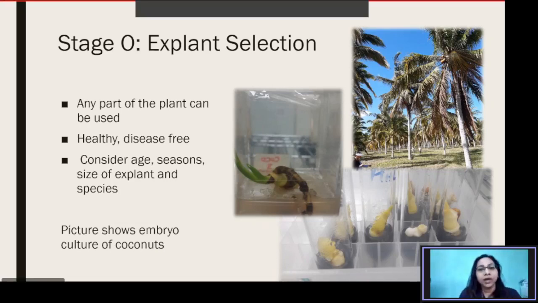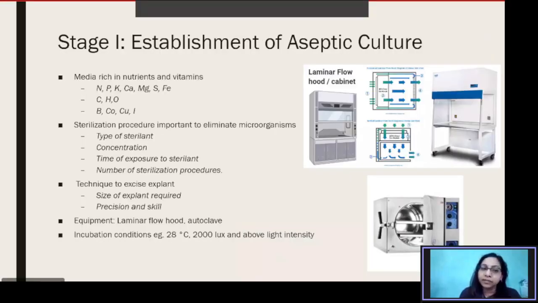Moving on to stage 1, establishment of aseptic culture. As mentioned before, we have a media that we place the explant into. Now, this media is rich in nutrients and vitamins. Any growers in the audience might recognize the elements N, P, K, nitrogen, phosphorus, potassium, which are macronutrients, and these are also in the media. So we have calcium, magnesium, sulfur, and iron as well.